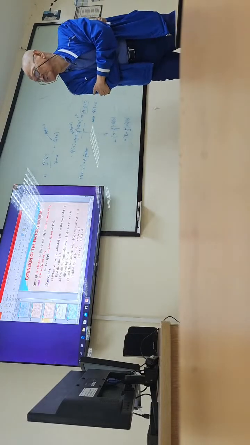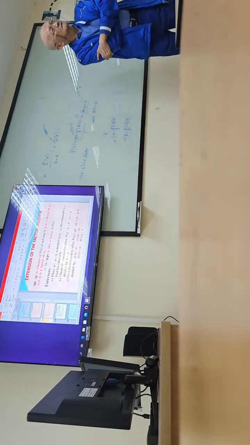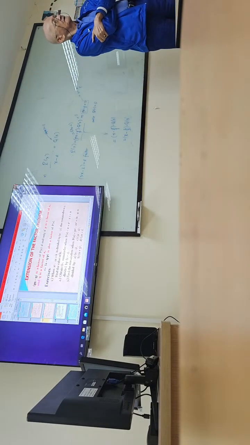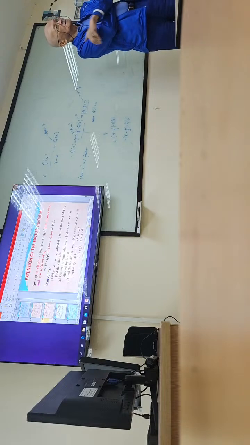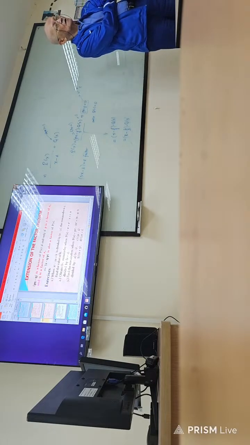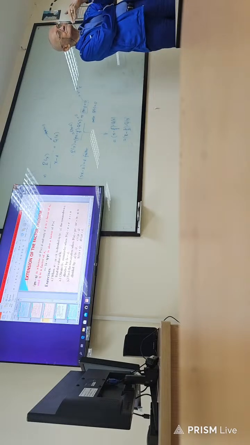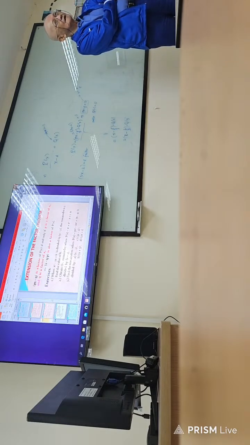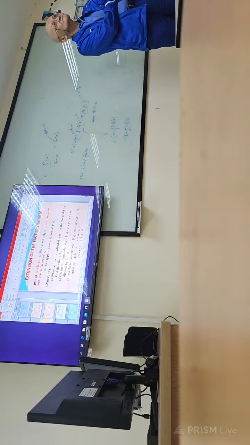The remainder is 5. So how do we find the value of k? What does the remainder theorem say again? P(x) divided by x minus a is equal to q(x) plus a constant remainder, P(a).